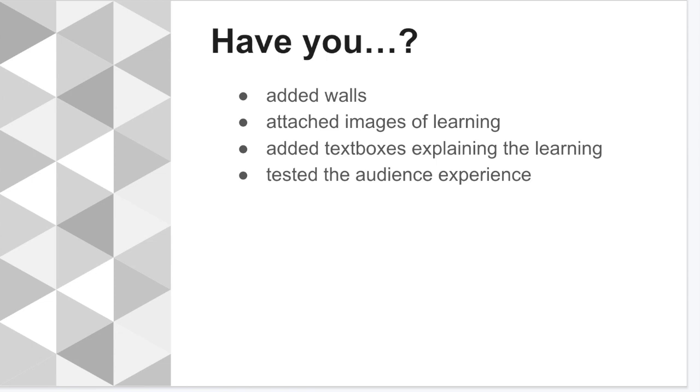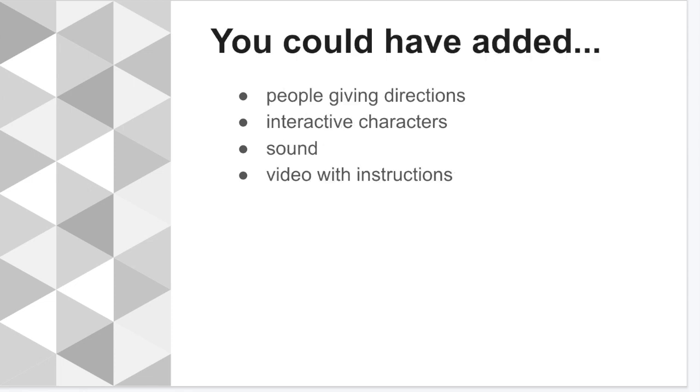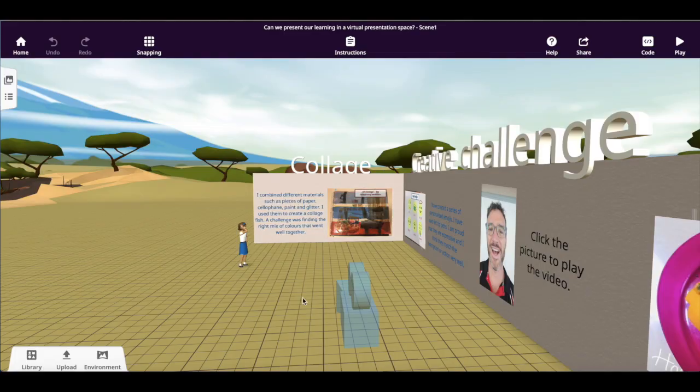Have you added walls, attached images of learning, added text boxes, really explaining the learning and telling your audience something they didn't know? And have you tested the audience experience by pressing play? And you could have also done this. Added people giving directions, interactive characters that move or have an action when you mouse over them, also a soundbite and a video with instructions. So, this is your success criteria that I would like you to go and check in your space.